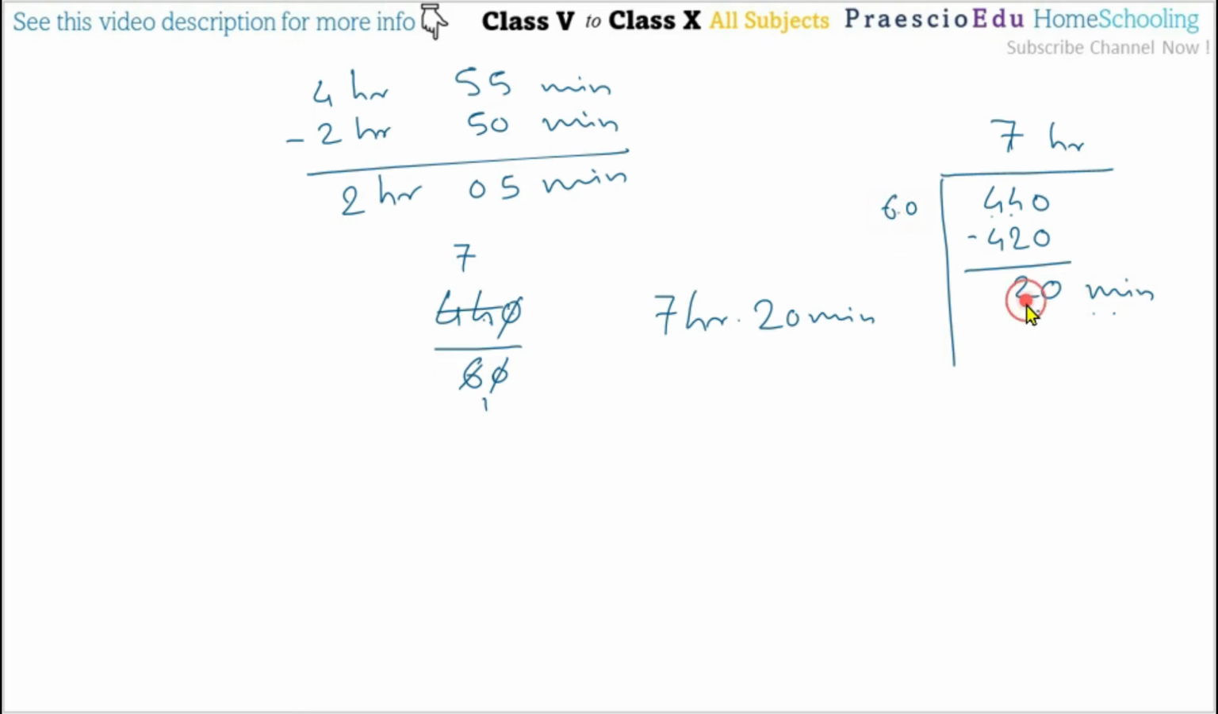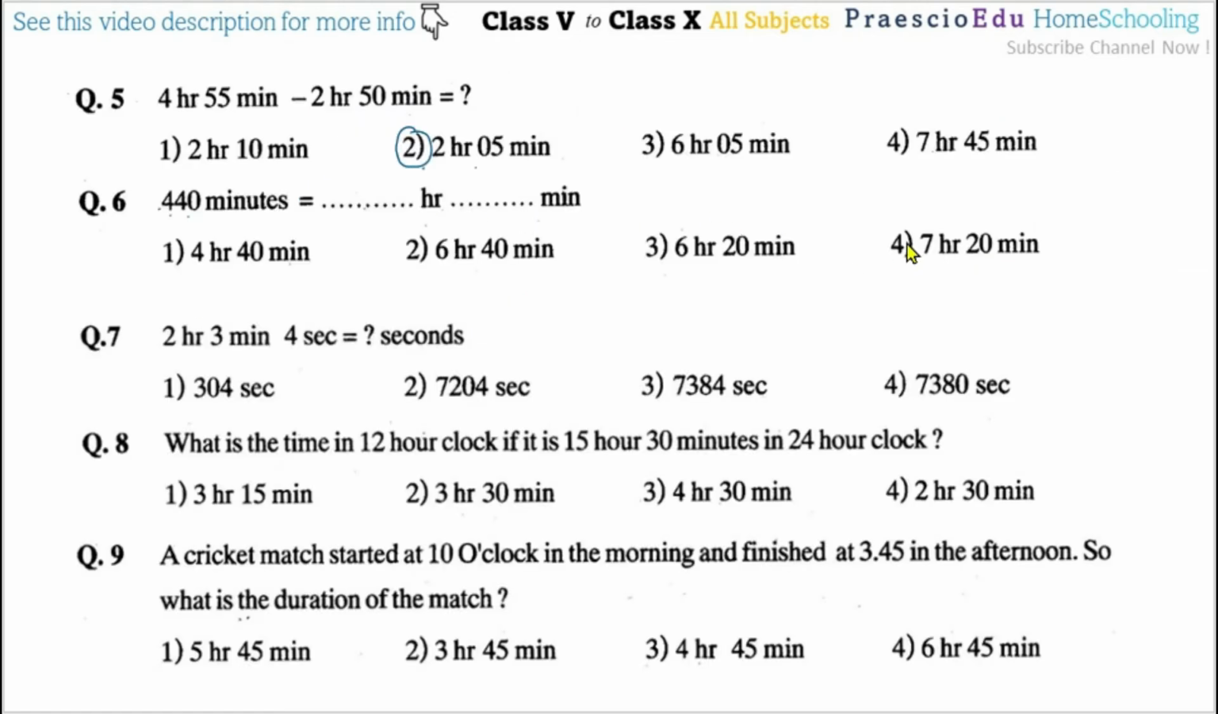Now this is lesser than 60, so we will stop here. If that is greater than 60, then again we will take out the divisions. Okay, so this is the meaning. So this is 7 hours and 20 minutes. So 7 hours and 20 minutes is given in option number 4.